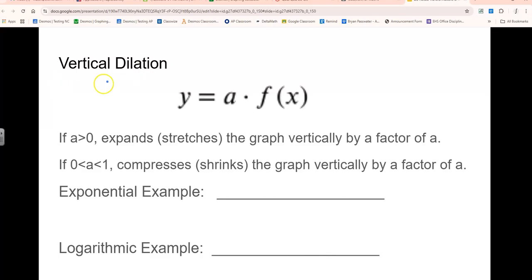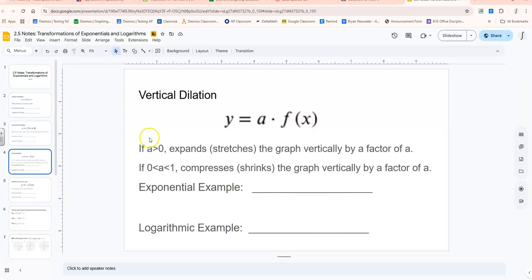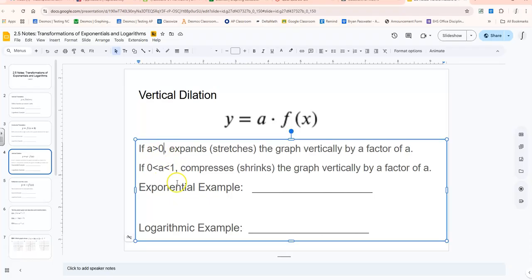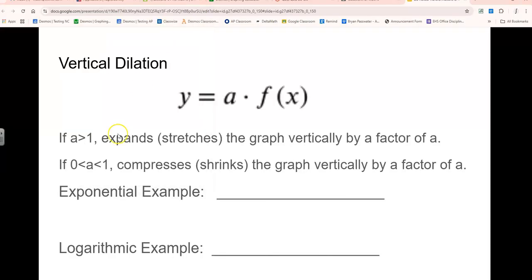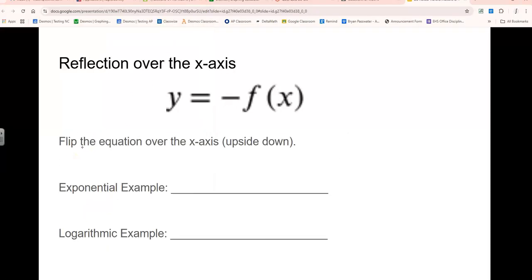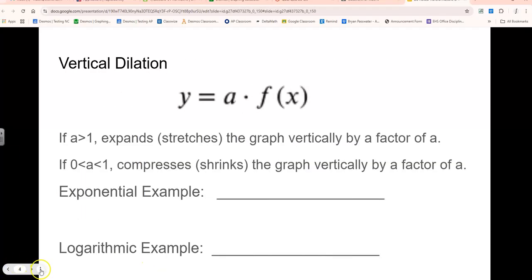Okay. A vertical dilation. This is a typo right here that we need to fix. This first one right here should not say a greater than 0. It should say a greater than 1. So fix that on your slide. Make sure that you fix this so it says a greater than 1.